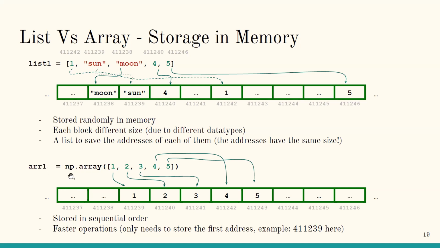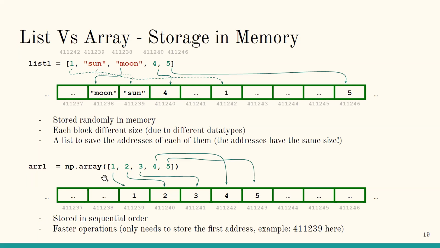For the array, it's not the same because they are all the same data type, whether it's a float or an integer, they use the same size, right? Each of the blocks will have the same size. So here is actually not very accurate because the moon doesn't use the same block of memory as the sun or S4. So I shouldn't have put these values in here. Never mind, I'm just showing you the concept.